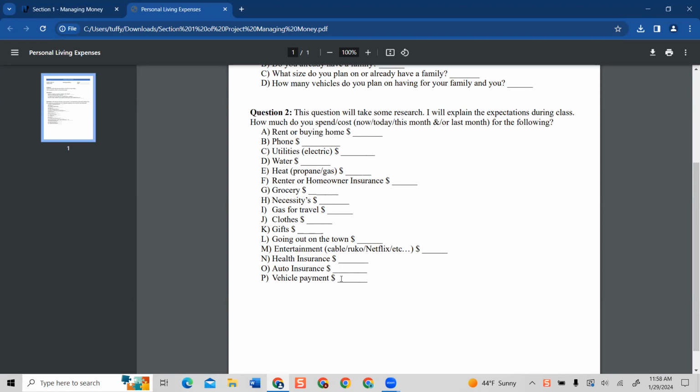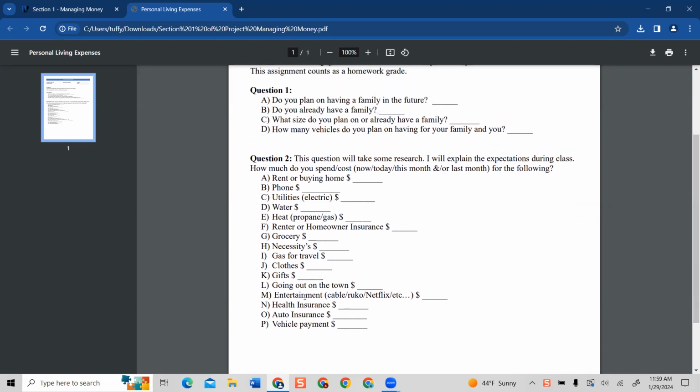Vehicle payments. If you don't have one right now, in the future, you may end up with one. So look for the vehicle you like, and whichever one you pick, find out how much it would cost per month and work that out as well. So be sure to do so.